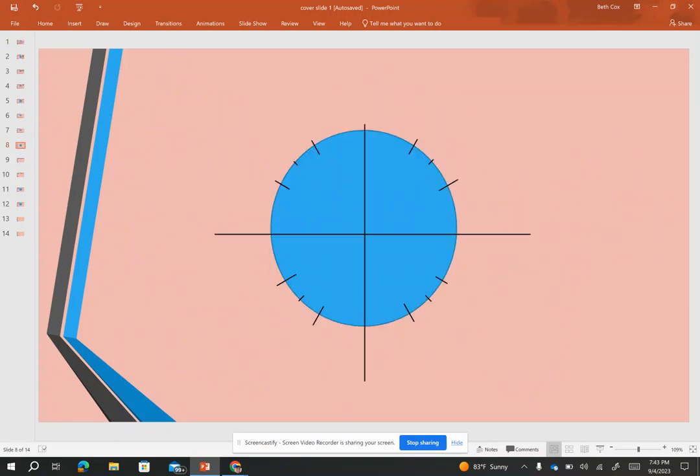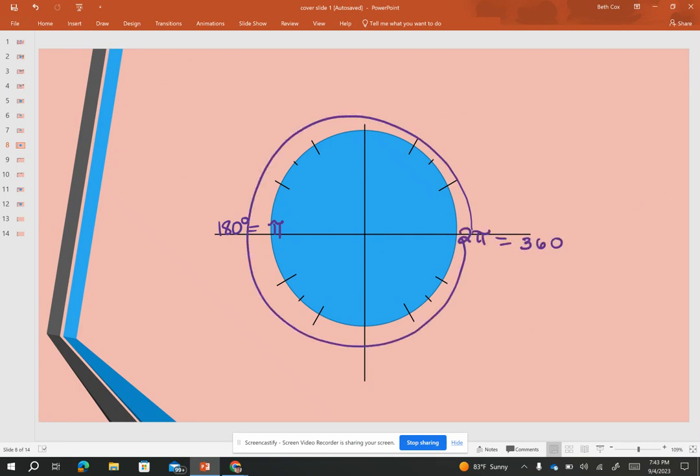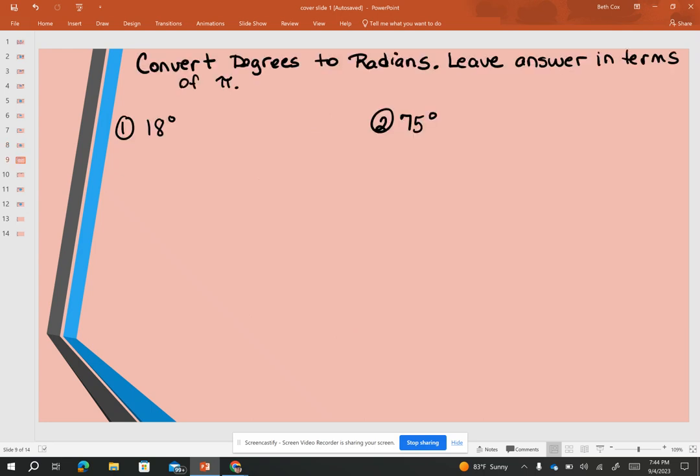So in our last video, we learned that 180 degrees is equal to pi radians because the whole circle is 2 pi, which is 360. We didn't talk about that. And so 180 is equal to pi. And this is our conversion factor that we're going to be using.